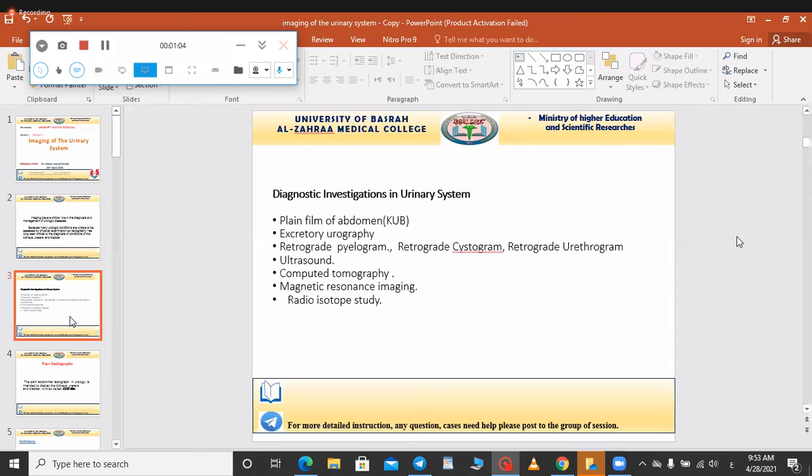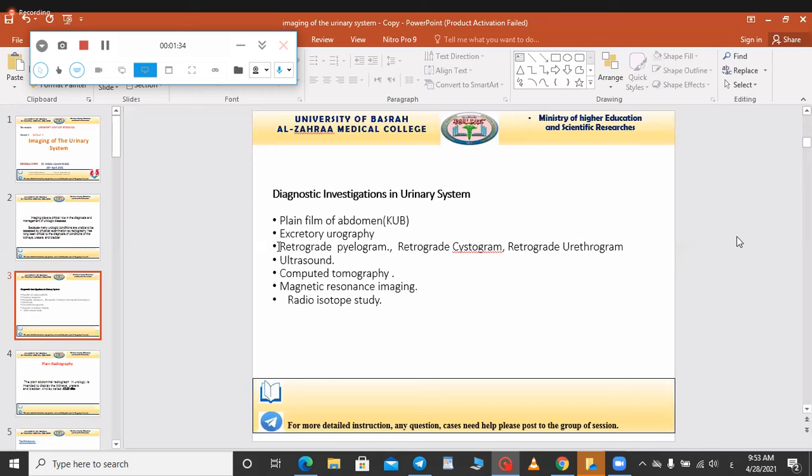Our outline of this lecture today: what do we talk about today? What are the imaging modalities used in urology? We will start from the most simple technique and ascend to the most advanced and sophisticated technique. What are these techniques? First of all is the plain film of the abdomen. Second, we will talk about excretory urography.